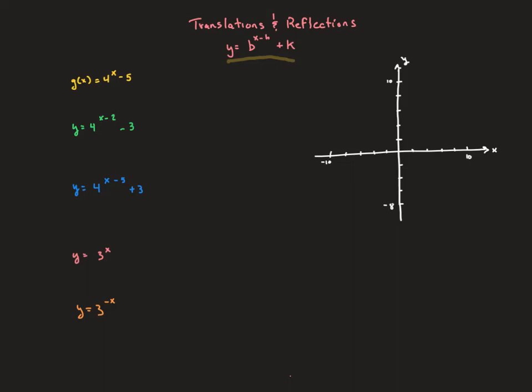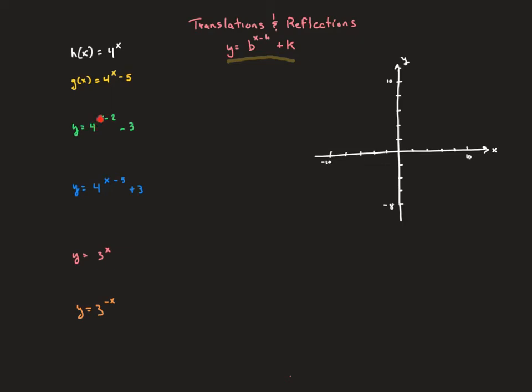So I can do table values and come up with some table values here. But let me add one function in here, we'll call it h of x, just for the heck of it, 4 to the x power. And then we can see some transformations going on that way. If this is my starting function, and I have 4 to the x minus 5, that means my k value is minus 5, so I'd move this function down 5.